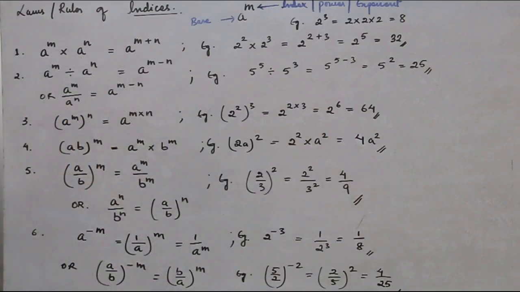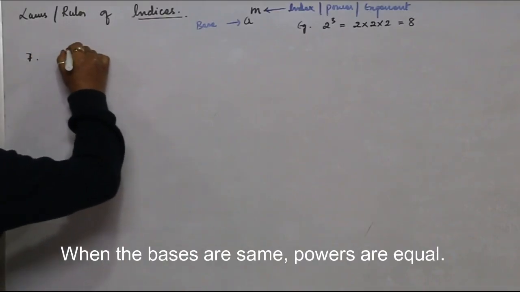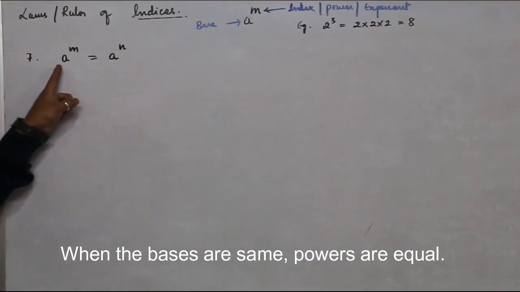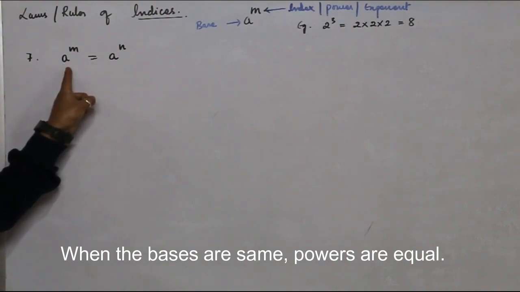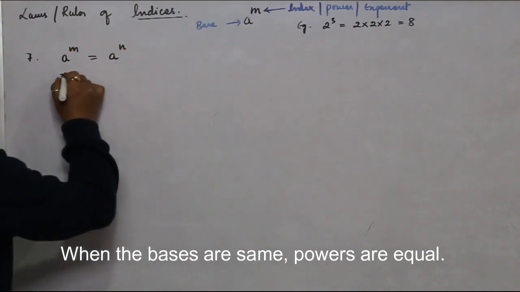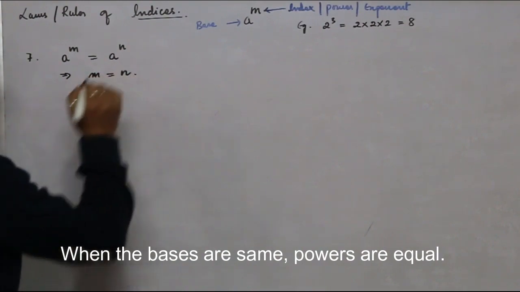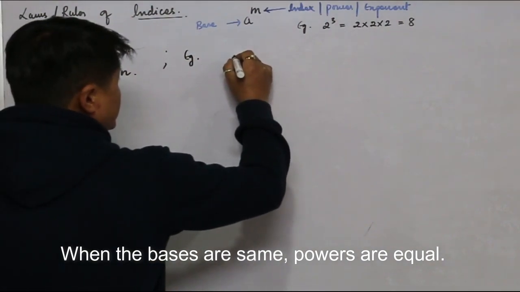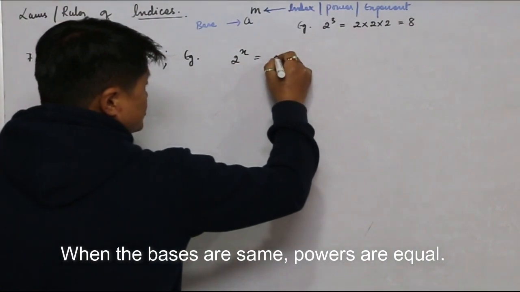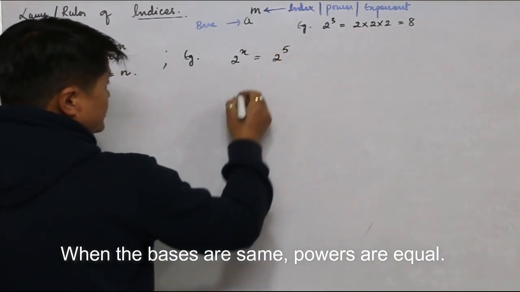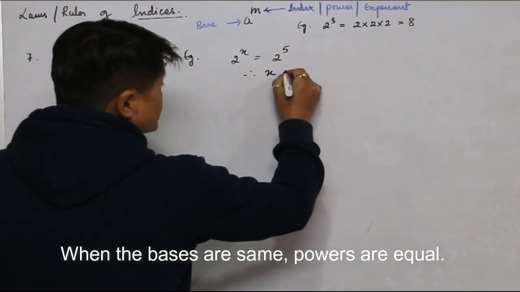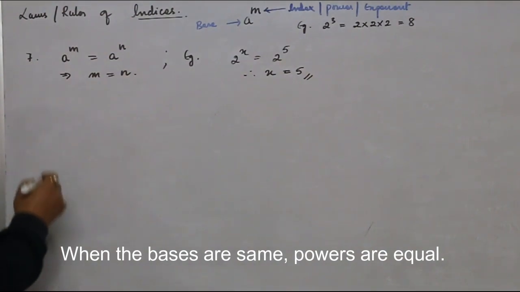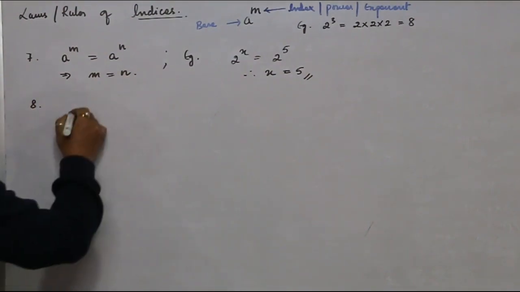Rule number 7. a to the power m is equal to a to the power n. When the equation has the same base, the powers will be equal. This will give you m is equal to n. For example, if I write 2 to the power x is equal to 2 to the power 5, then we can write, therefore, the value of x is equal to 5, since the bases are the same. Clear?